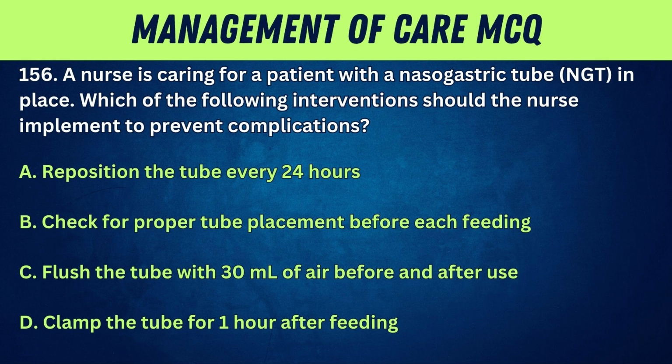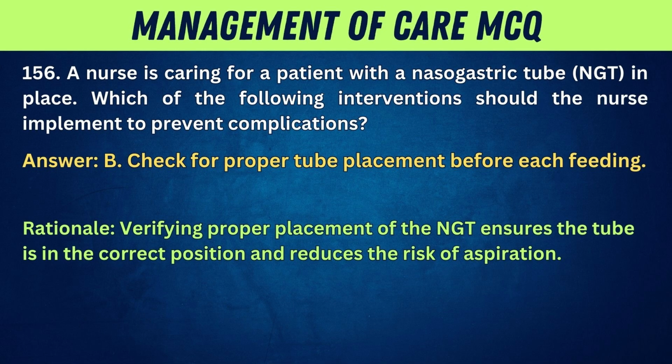A nurse is caring for a patient with a nasogastric tube, NGT, in place. Which of the following interventions should the nurse implement to prevent complications? A. Reposition the tube every 24 hours. B. Check for proper tube placement before each feeding. C. Flush the tube with 30 milliliters of air before and after use. D. Clamp the tube for 1 hour after feeding. Answer: B. Check for proper tube placement before each feeding.